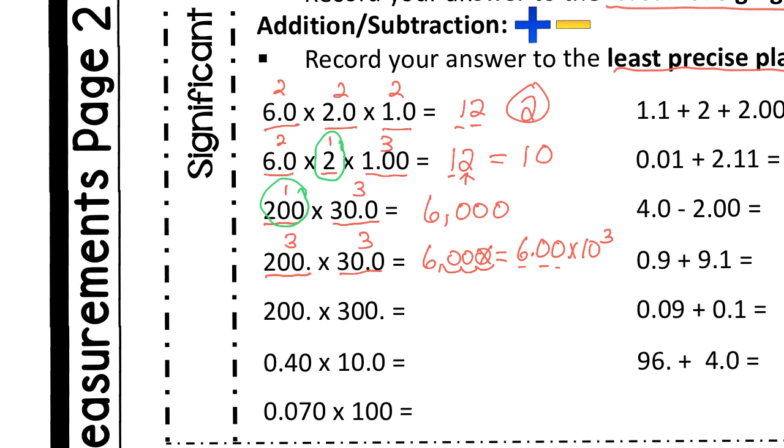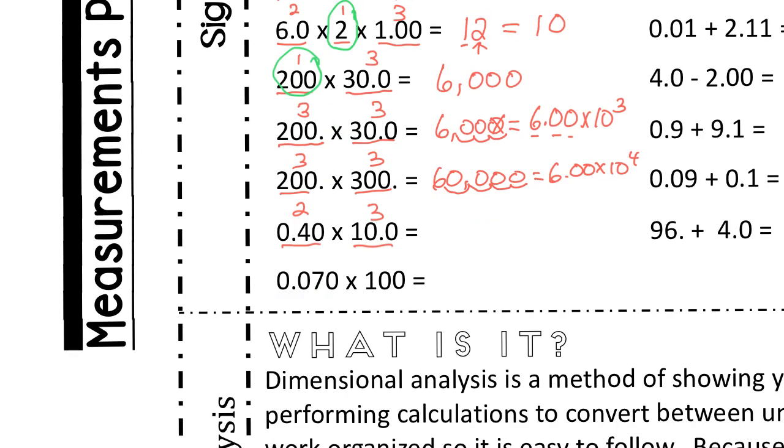It's kind of the same sort of thing. 200 times 300, 3 significant figures and 3 significant figures. So our next example is the next one. This one has a lower number of significant figures, so when I put it in the calculator, 0.40 times 10.0, you're going to get 4.